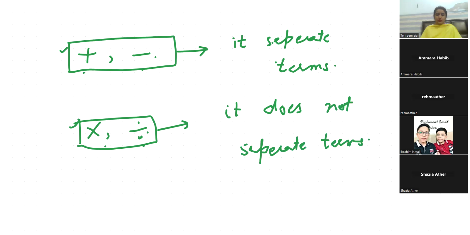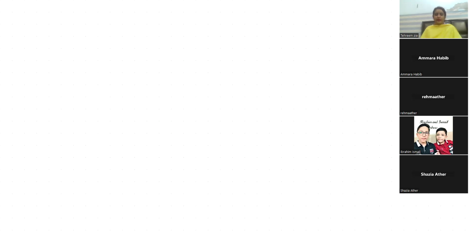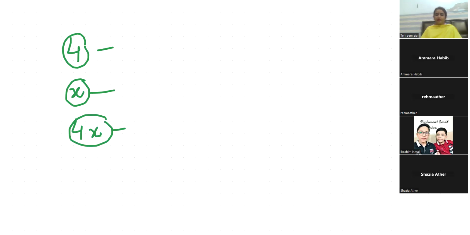Okay. So let's come to some example. We cannot learn anything without example. For example, I will write 4 over here. This is one term. If I will write x over here, this is one term. If I will write 4 times x, this is one term. If I will write 4 divided by x, this is one term.